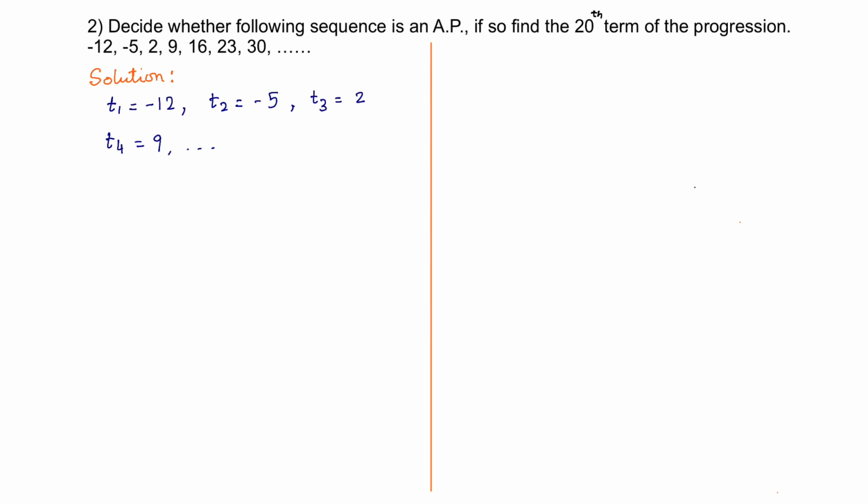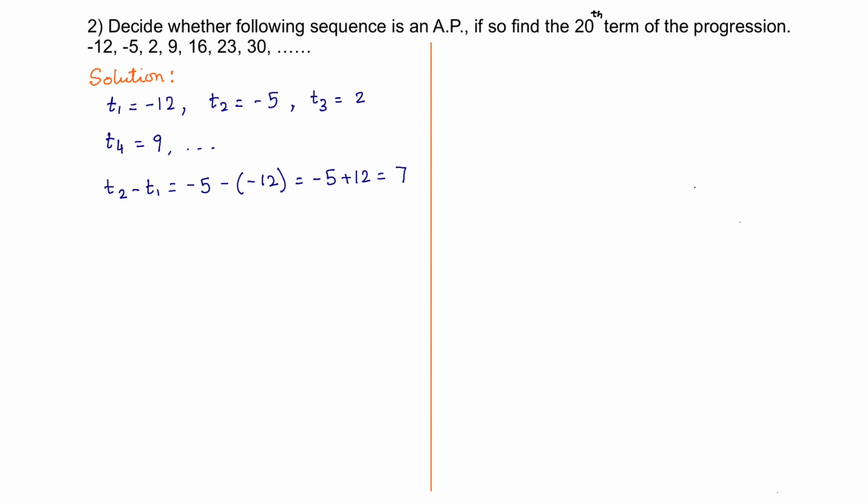To find the difference between the first and the second term, we will write it as t2 minus t1. So first और second term के बीच का difference find करने के लिए we will write it as second term minus first term. The second term over here is -5 subtracted by the first term, which is -12. So minus 5 plus 12. 12 minus 5 is 7. So first और second term का difference हमको 7 मिला है.